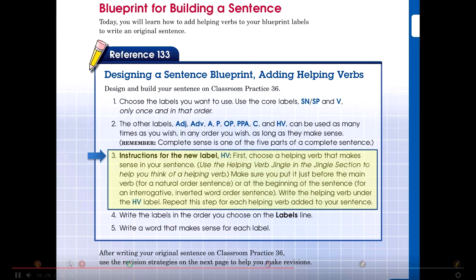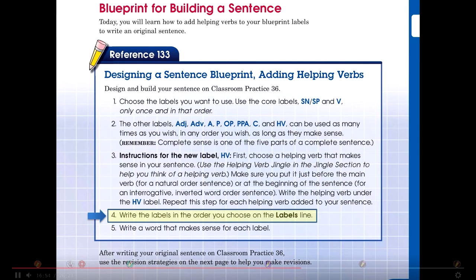Make sure you put it just before the main verb for a natural order sentence, or at the beginning of the sentence for an interrogative inverted word order sentence. Write the helping verb under the helping verb label. Repeat this step for each helping verb added to your sentence. Step 4. Write the labels in the order you choose on the labels line. Step 5. Write a word that makes sense for each label.